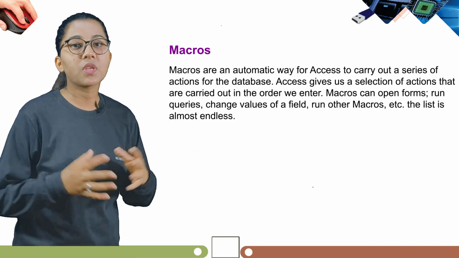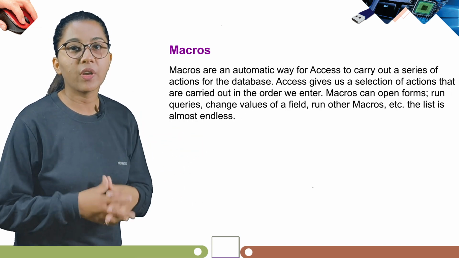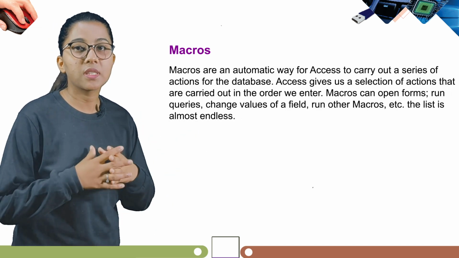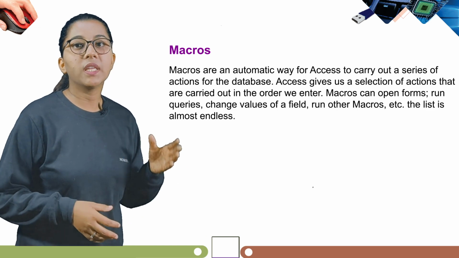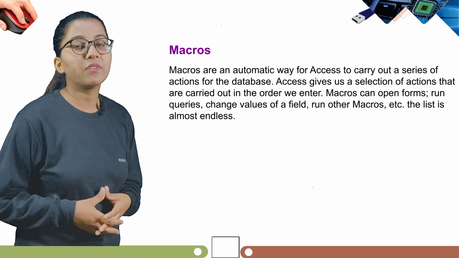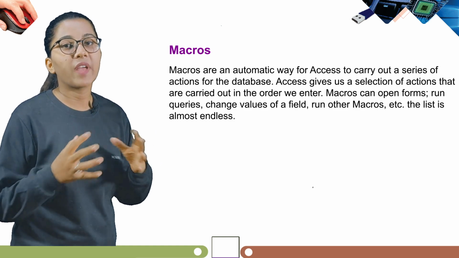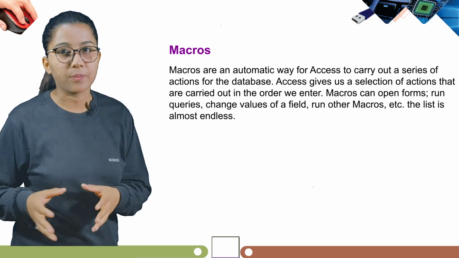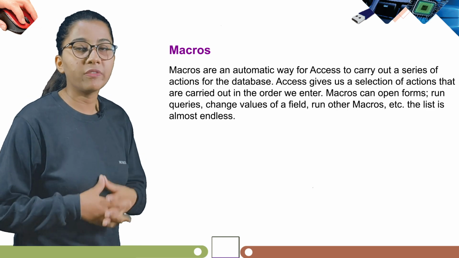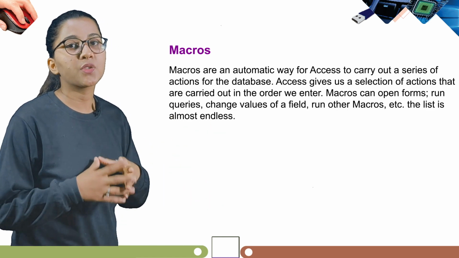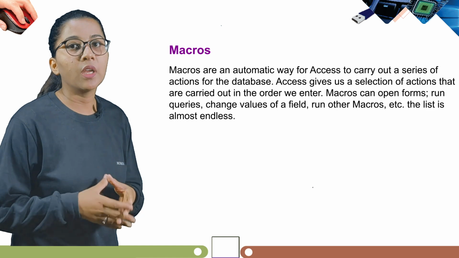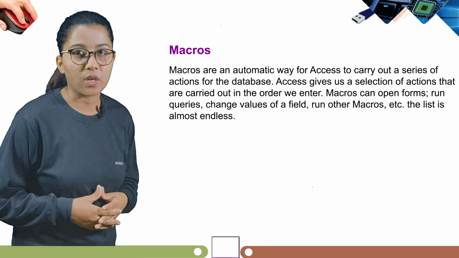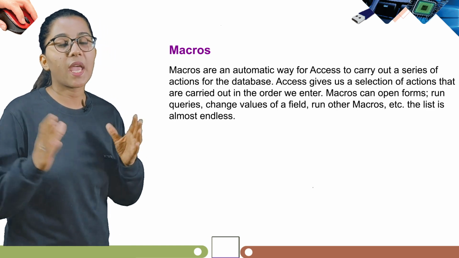Now students, next we have macros. Macros are an automatic way for Access to carry out a series of actions for the database. Access gives us a selection of actions that are carried out in the order we enter. Macros can open forms, run queries, change values of a field, run other macros, etc. The list is almost endless.